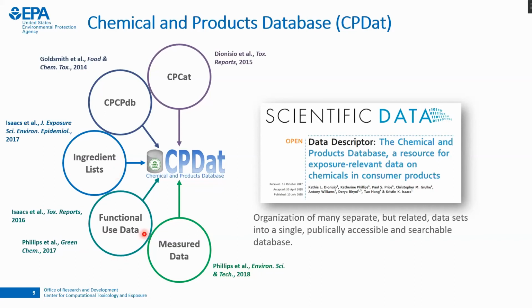Not only that, we have functional use data, which was also asked about earlier. This is, why is a chemical added to a particular product? What purpose or function does it serve in those products? We have information about that in CPDat. We also have measured data from non-targeted and suspect screening analyses. In these situations, we collected actual consumer products or articles, took them into the lab and analyzed samples to see what sorts of chemicals we could identify in those products. We make that data available through CPDat as well on the dashboard.